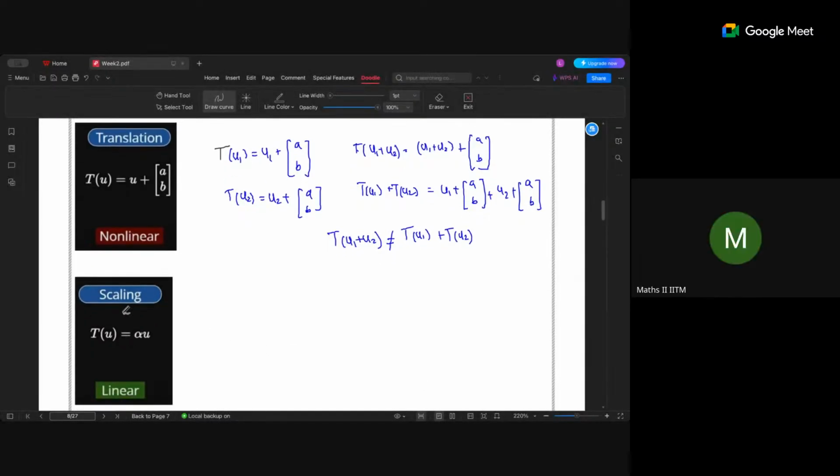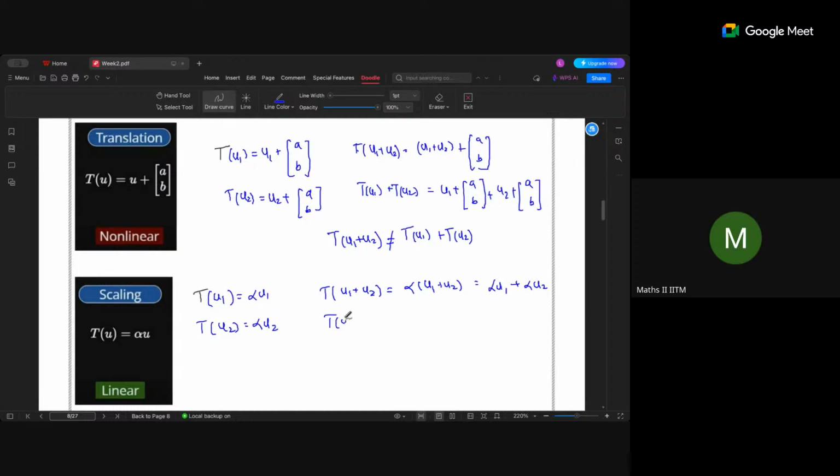The next thing is scaling. Is scaling linear? Intuition can tell you that it kind of moves along linear directions, but even if intuition does not help, our formula helps. We have to verify the two conditions. T of u1 is equal to alpha u1, and T of u2 is equal to alpha u2. T of u1 plus u2 is alpha times (u1 plus u2), which I can write as alpha u1 plus alpha u2. This is the distributive property you might have seen in the topic of vector spaces. R2 is a vector space, so this property is applicable for vectors of R2.